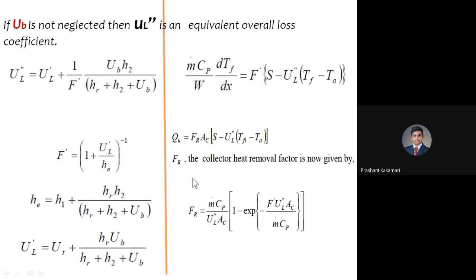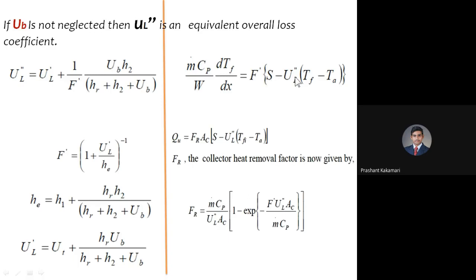Now in the F dash equation, what have they replaced? QU can be written in terms of F dash. F dash is 1 plus UL dash by HE, raised to minus 1, as it is. But in this form, if you write, the useful heat gain QU equals F dash into area of the plate into S minus UL double dash.